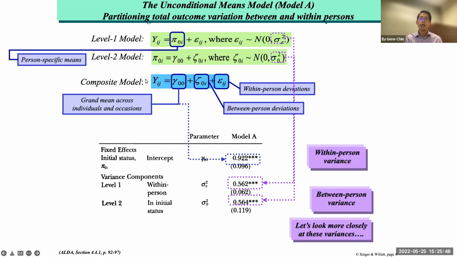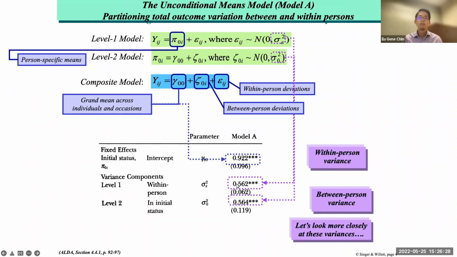We basically are saying that the estimated alcohol use for person i at occasion j is a function of the grand mean across individuals and across occasions, plus the between person deviation from this grand mean and the within person deviation from this grand mean as well. When we fit this model, we get the fixed effect over here, which represents the grand mean across individuals and occasions. And more importantly, we get an estimate of the between person variance and the within person variance, 0.564 and 0.562.